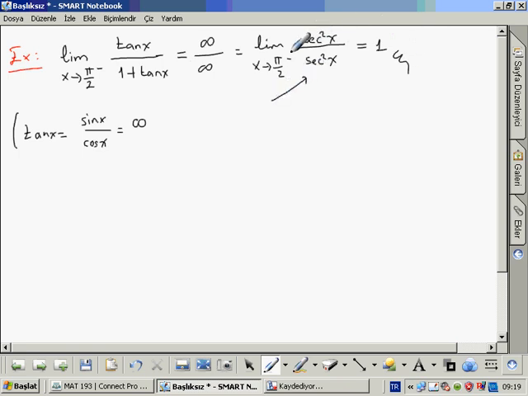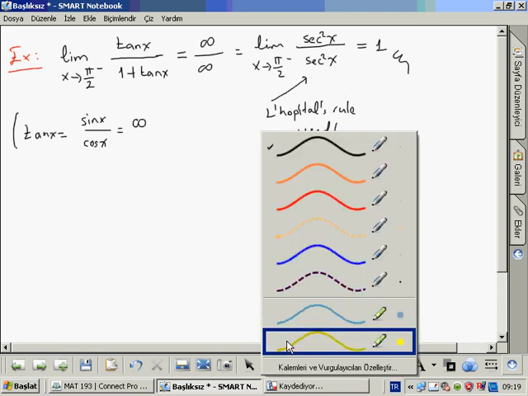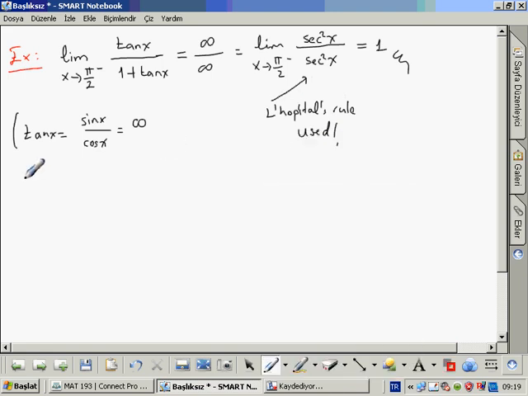And as you see, here L'Hopital's rule was used. And let me give you another example.